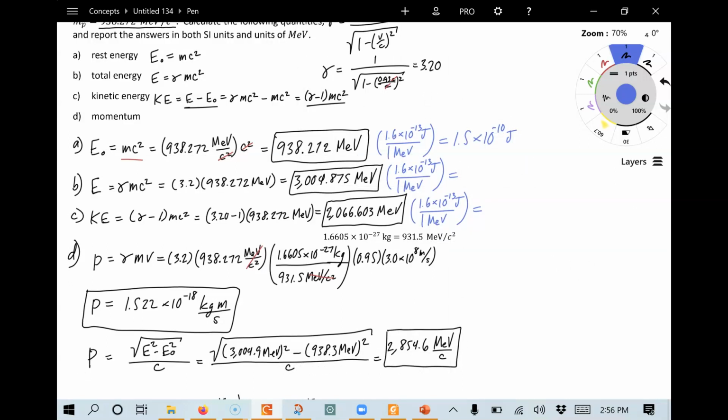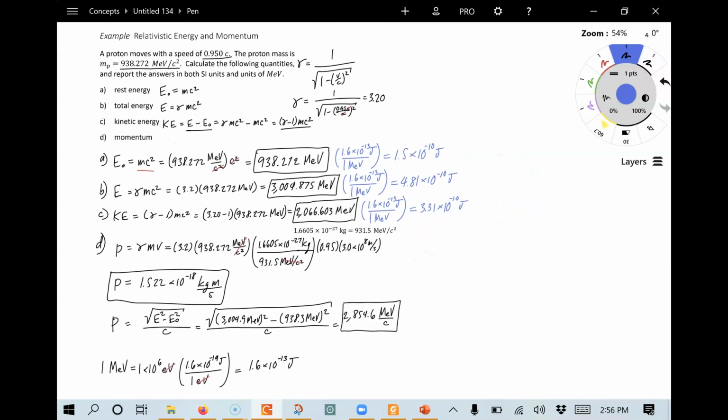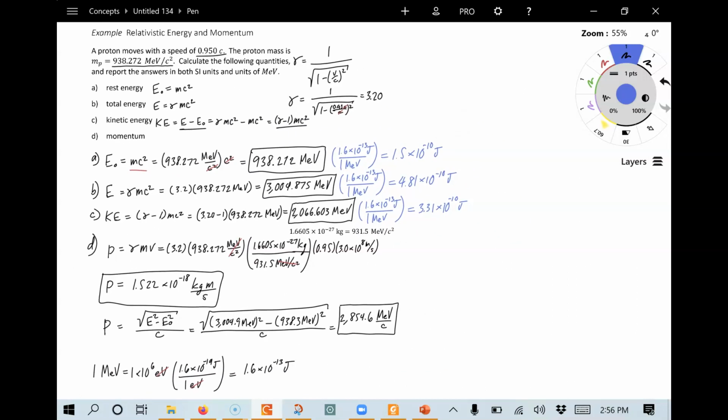For part B, that calculation comes to 4.81 times 10 to the minus 10th joules. Part C comes out to 3.31 times 10 to the minus 10th joules. And so we can see how to apply those equations for the relativistic energy and momentum.